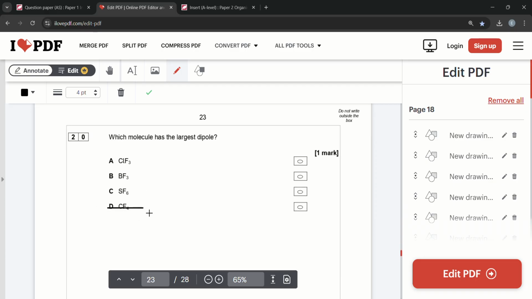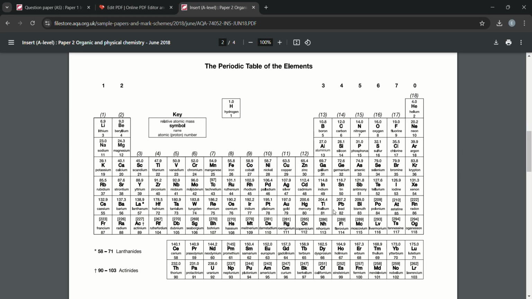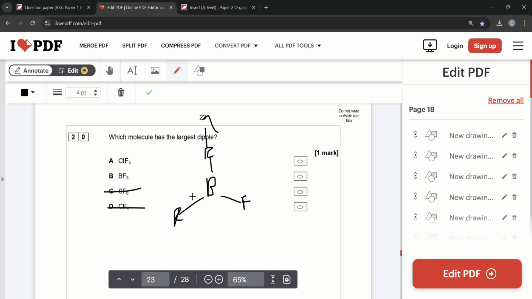Well, definitely not D. Symmetrical molecule dipoles cancel out. Same with C and BF3. BF3 is symmetrical, they're all pulling equally, because remember, boron is in group 3 attached to 3 fluorines, so it's going to have no lone pair of electrons.